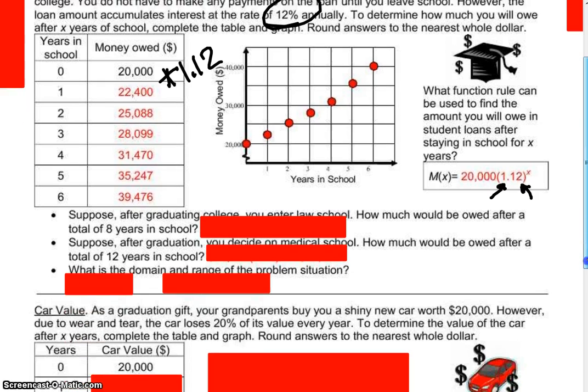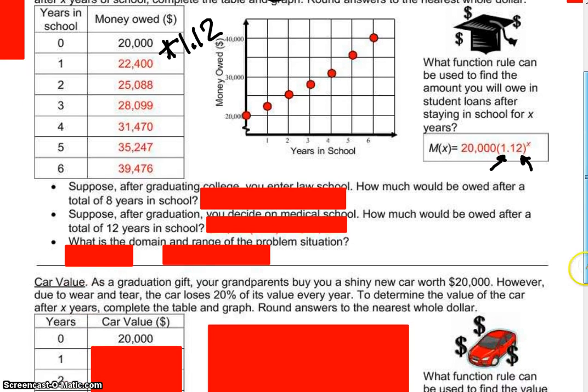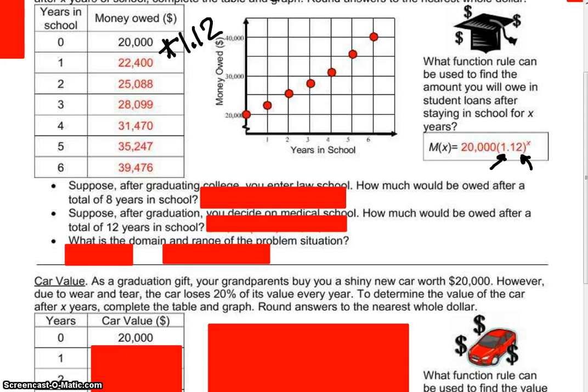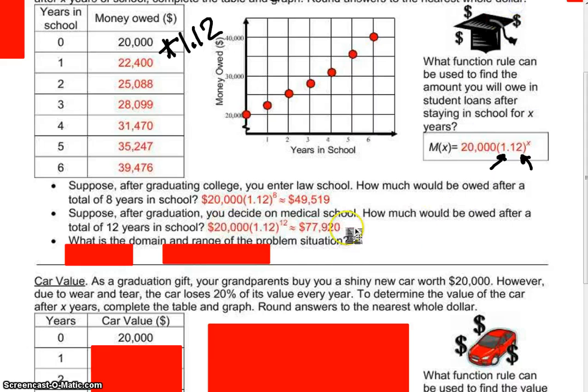So suppose after graduating college you enter law school. How much would be owed after a total of 8 years in school? So you would just continue your table or use your equation, and it would be $49,519. Suppose after graduation you decide to go on to medical school. So what would you owe after 12 years in college? It'd be 20,000 times 1.12 to the 12th, which is 77,920.